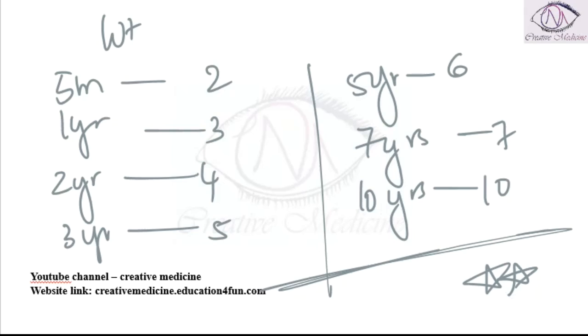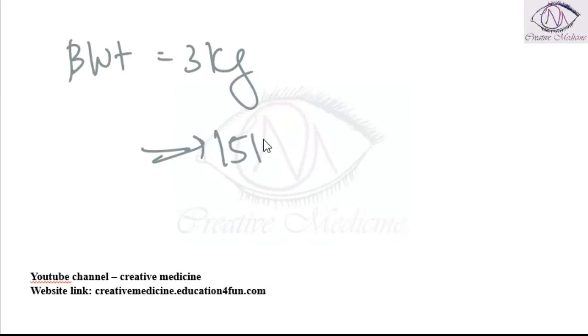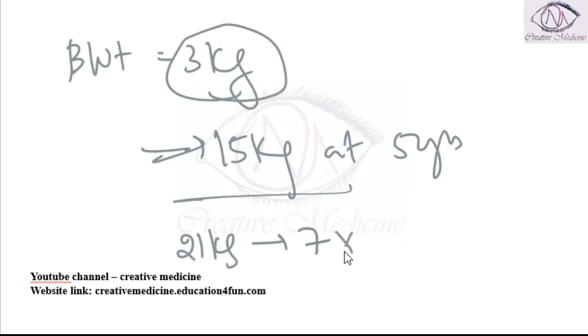If the birth weight of an individual is equal to 3 kgs, then the child's weight equals 15 kgs at the age of 5 years. If the birth weight is equal to 3 kgs and the child's weight is 21 kgs, that is 7 times the birth weight, that is at 7 years.